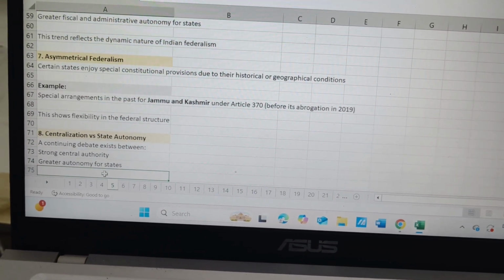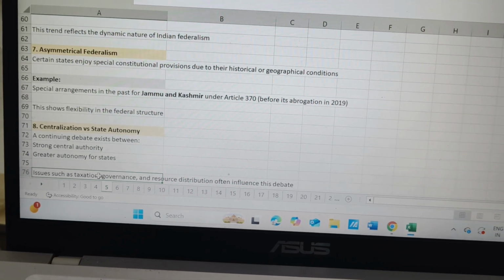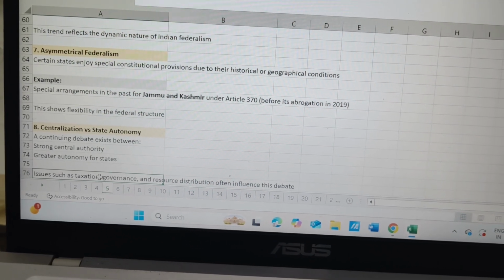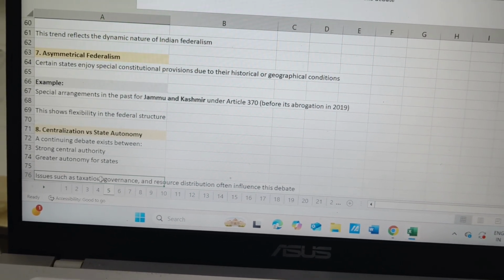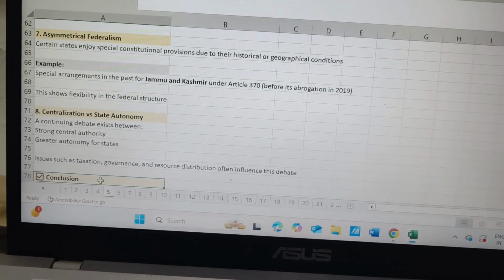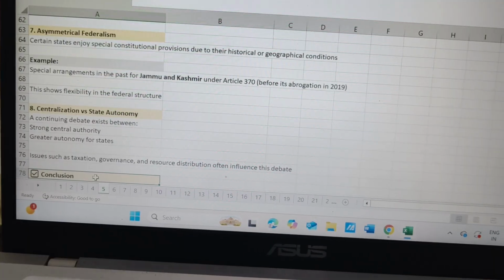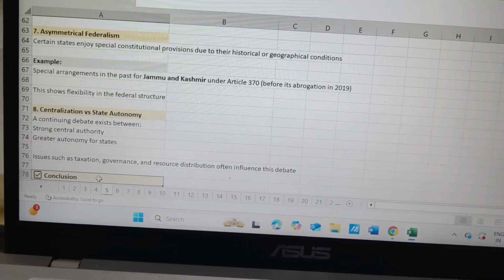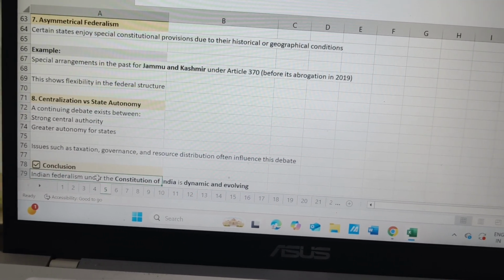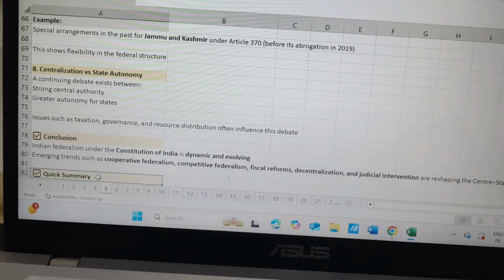Now let's talk about asymmetrical federalism. Certain states enjoy special constitutional provisions due to their historical or geographical conditions. Example: special arrangements in the past for Jammu and Kashmir under Article 370 before its abrogation in 2019. This shows flexibility in the federal structure.